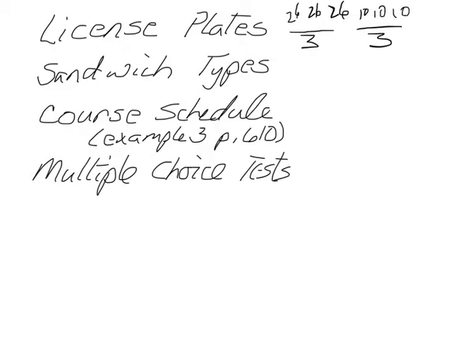So by the fundamental counting principle, what would you end up for the number of possible license plates? Well, what you would do is you would then multiply 26 times 26 times 26 times 10 times 10 times 10. And that's quite a large number for how many possible license plates you have. I have also seen this done with sandwich types at a store.